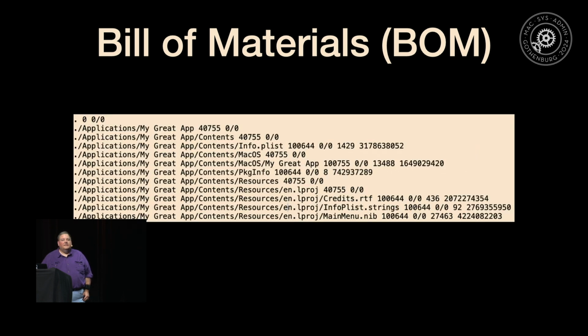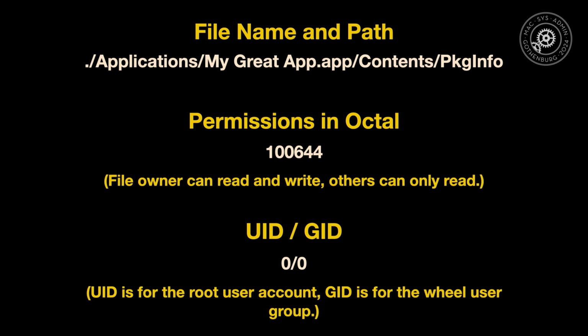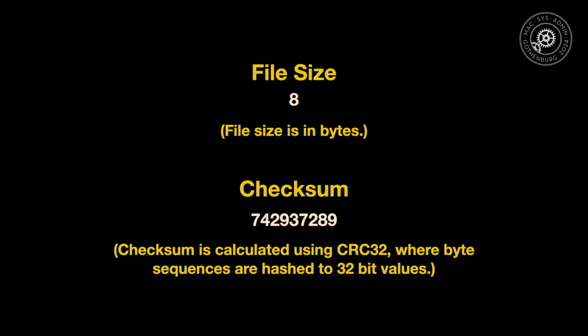So let's take a look at a simple BOM to see how you can read it. This line looks like a good example. So here's how it looks broken down. Here we have the file name and the path it gets installed at. Next, we have the permissions displayed in octal format. Then we have which user and group own the file in question. We also have the file size, which in this case is very small. And to make sure what's being installed matches what's expected, we have the checksum.